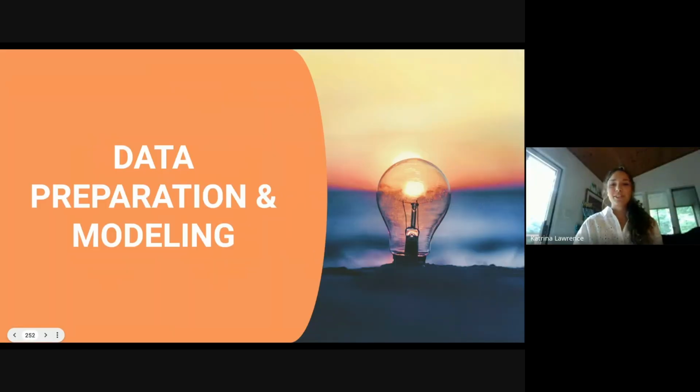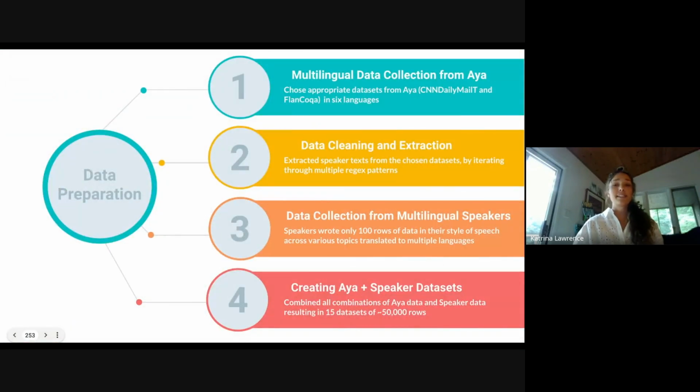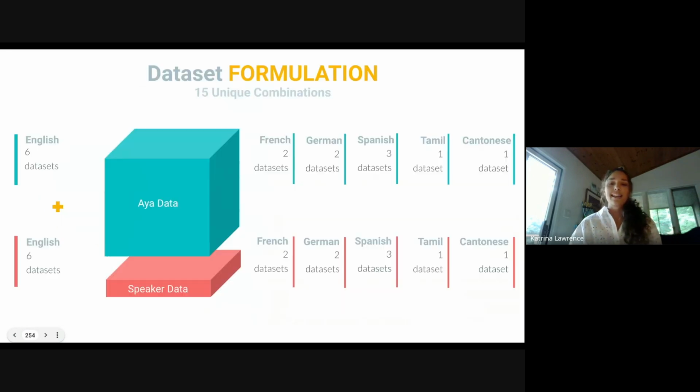Data scientists and machine learning engineers spend on average 60% of their time cleaning and pre-processing data. This project was no exception. We went through a rigorous and iterative process to prepare our data. We started off by collecting data from Aya in 6 different languages. We then extracted speaker quotes within the Aya dataset. We collected 100 lines of translated speaker data per language and combined the Aya data with our speaker data. This resulted in 15 unique data sets of approximately 50,000 rows each. We have data in English, German, French, Spanish, Tamil, and Cantonese.